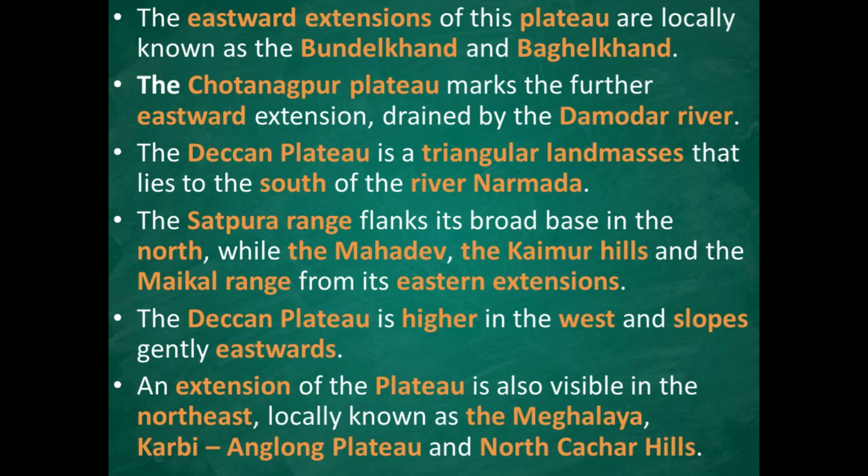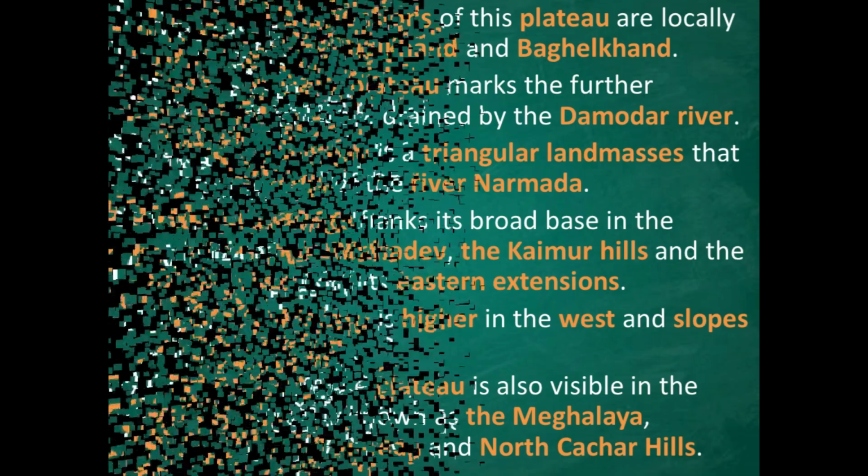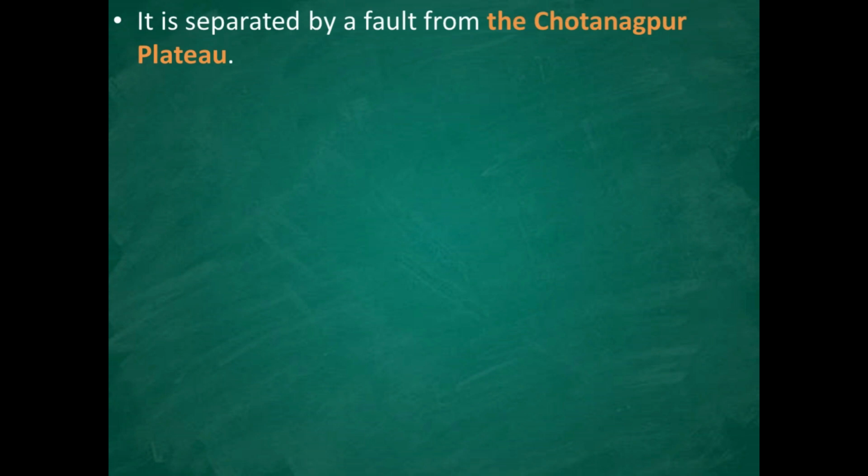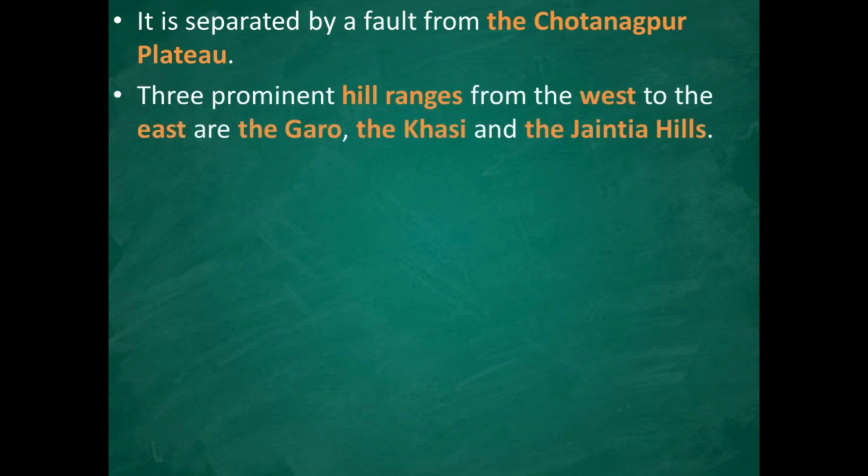An extension of the plateau is also visible in the northeast, locally known as the Meghalaya, Karbi Anglong Plateau and North Cachar Hills. It is separated by a fault from the Chotanagpur Plateau. Three prominent hill ranges from the west to the east are the Garo, the Khasi and the Jaintia hills.